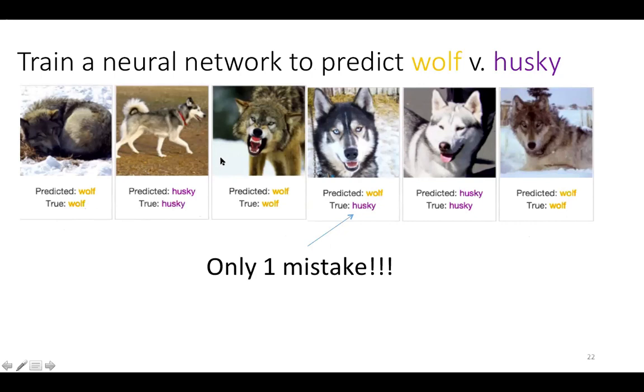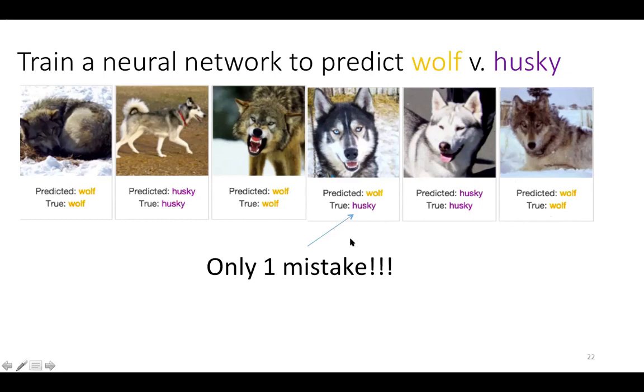The third picture, prediction was wolf, the true was also wolf. The fourth picture, prediction was wolf, the ground truth was husky. Fifth, again, prediction was husky, true was husky. And the last one, again, prediction and true are exactly the same. So this neural network actually makes one particular mistake, only one. Among these six examples, it just makes one mistake.